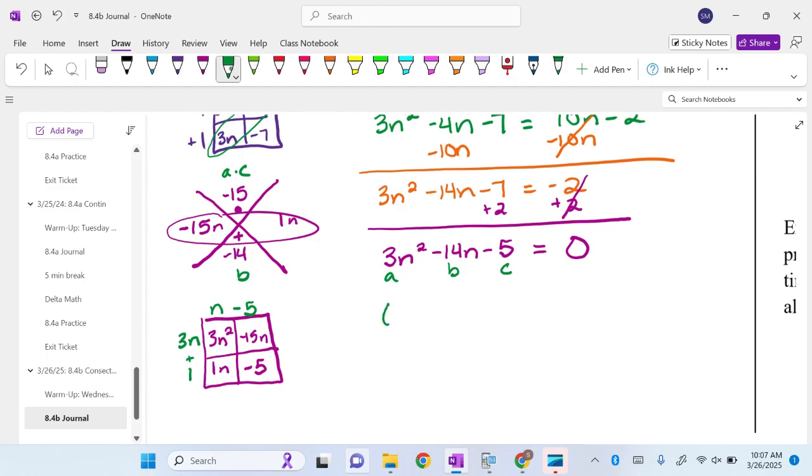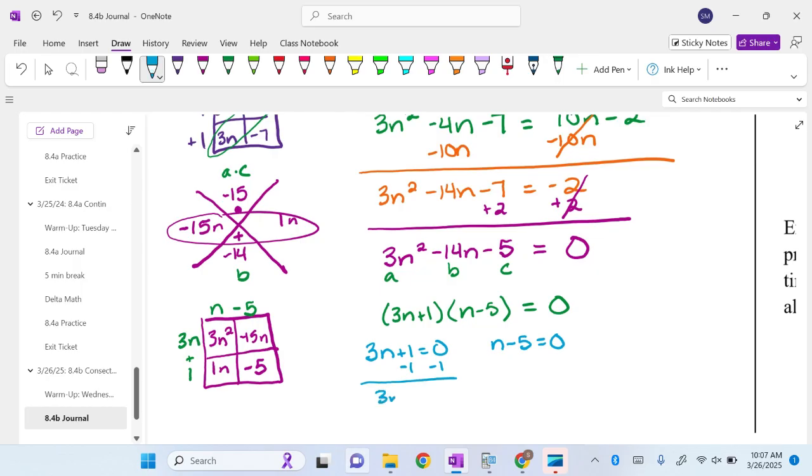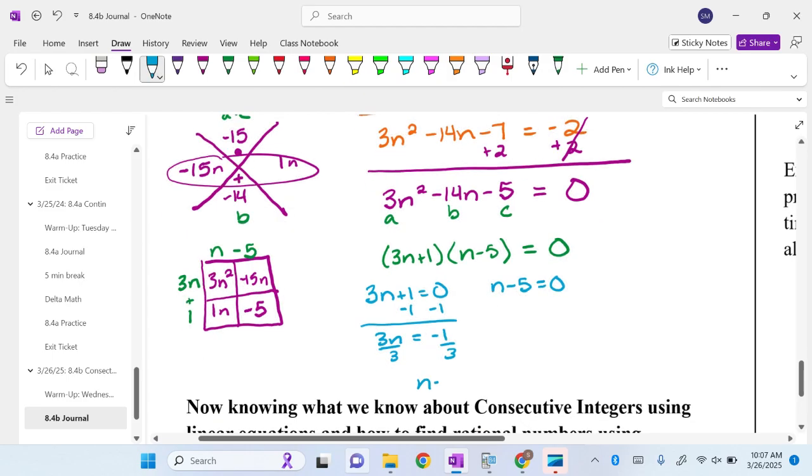So my two factors are 3n plus 1 times n minus 5 is equal to 0. What's my last step for solving? Right, turn them into my two mini equations. So I'm going to set both factors equal to 0 and solve them separately. So for the first one, I'm going to subtract 1 first. I get 3n is equal to -1. Divide by 3. N is equal to -1/3. And then for the second equation, add 5 to both sides. N is equal to 5.